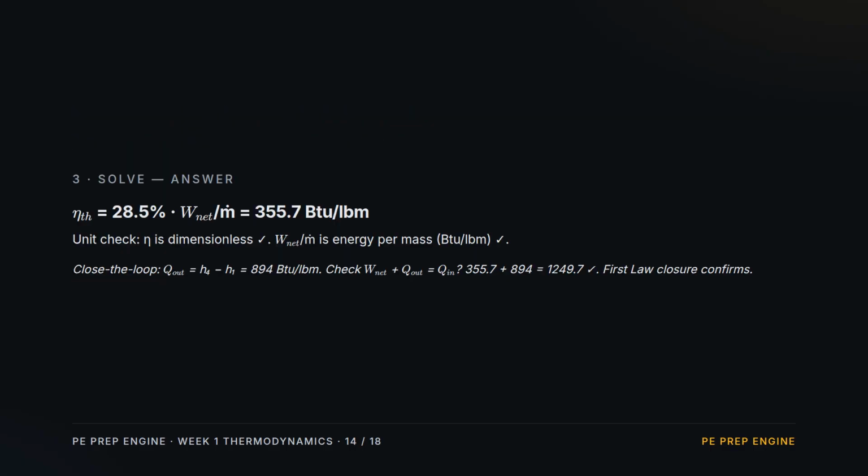Final answers. Thermal efficiency is 28.5%. Net specific work is 355.7 BTU per pound mass. Efficiency is dimensionless and work over mass is energy per mass. Checks out. One pro trick, close the loop. Heat out should equal heat in minus net work, about 894. Compute heat out directly, H4 minus H1, and you should get the same. First law closes, a free 15-second check.